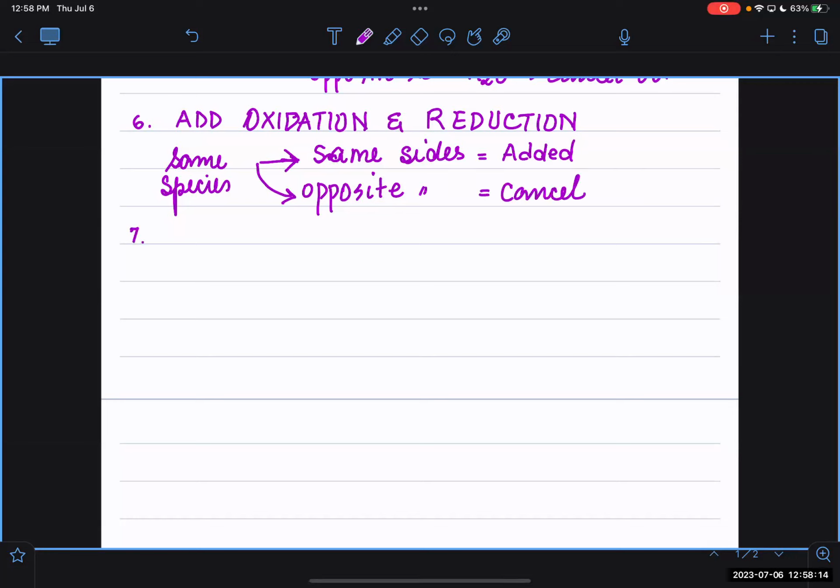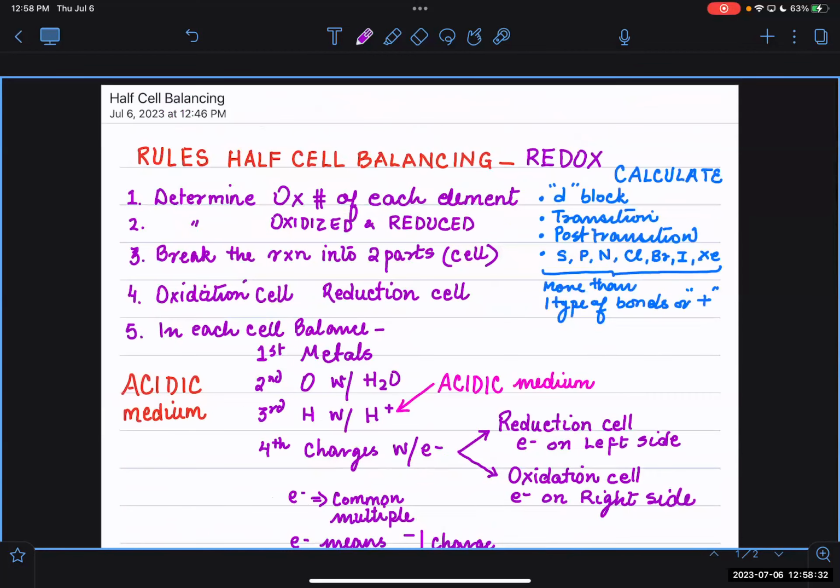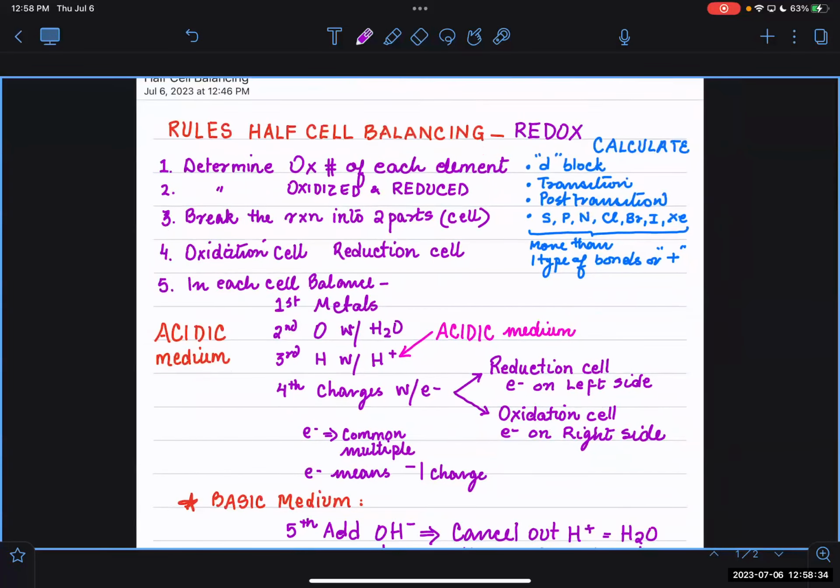But just make sure in the end you check the charges. They should balance out on both sides. If they don't balance, that means you have a problem. All right. So these are your main rules for half cell balancing, the redox method.